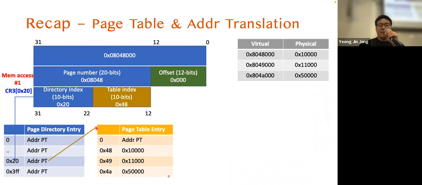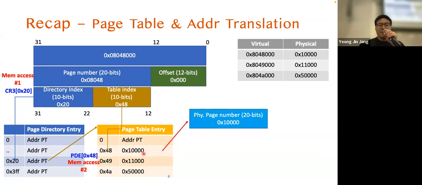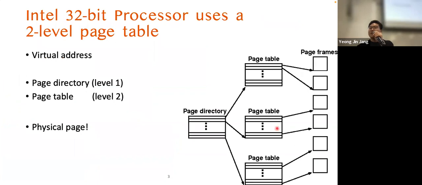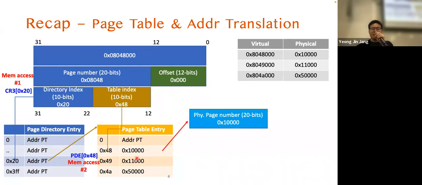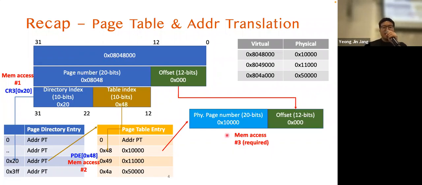Then we will figure out the corresponding page table. And then we'll use the page table index to index the entry at 0x48. Then we can get the physical page number 10000. So although conceptually we can think of it as a mapping from the virtual address to the physical address, the CPU will internally store the data in this kind of 2-level structure. We use the top 10 bits to index the page directory and the lower 10 bits to index the page table. This is how we can translate a virtual address to a physical address.